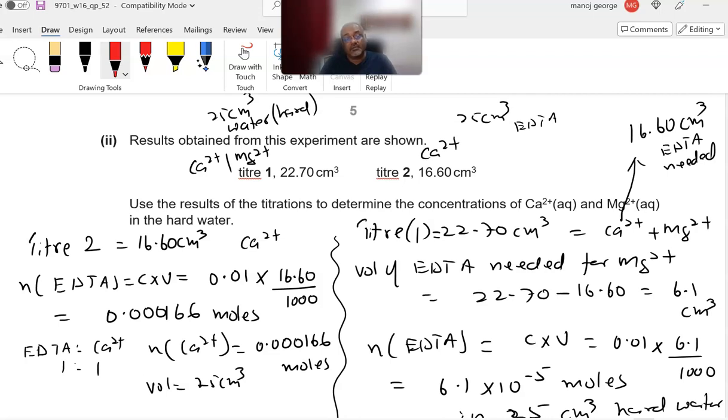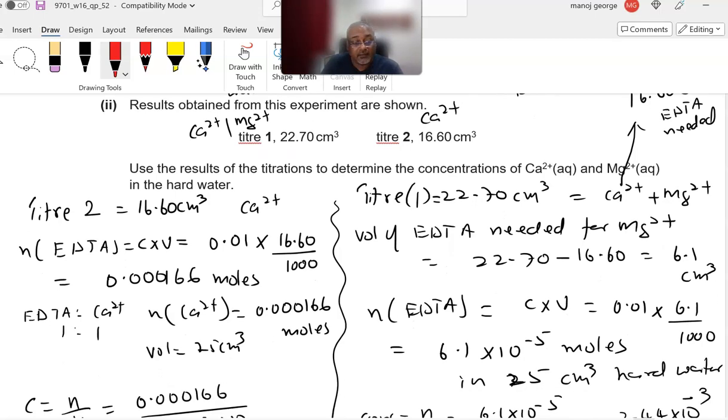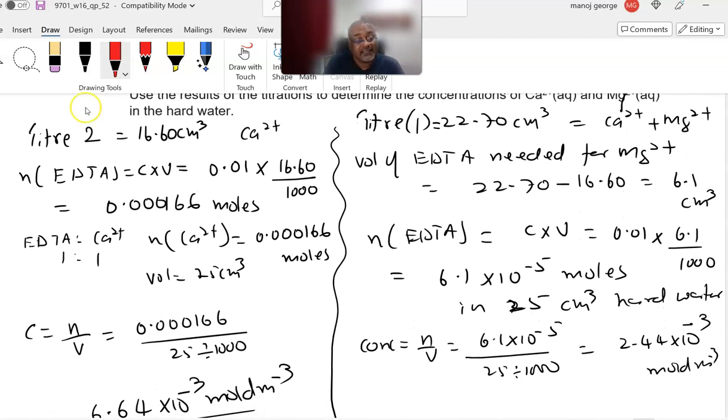This is probably where most of the students need help. Remember, once again, in the second titration only calcium ion was interacting with EDTA, but in the first titration, calcium ion and magnesium ion both were interacting. That's the reason why when I solved this paper, I looked at the second titer first. And in my second titer, I know my EDTA is coming from the burette. So the 16.60 cm³ is the volume of the EDTA which came from the burette.